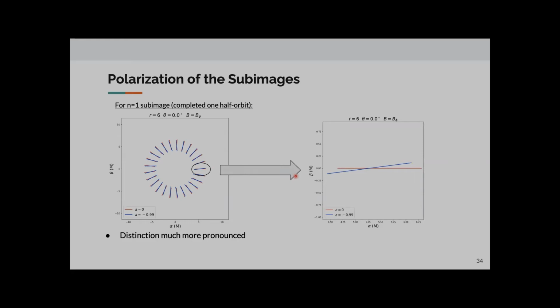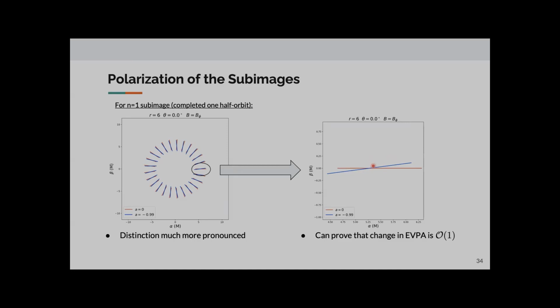In fact, we're able to show that the change in the EVPA as a result of spinning up the black hole is order unity in the subimage, as opposed to order 1 over the emission radius squared in the case of the direct or n=0 image that we saw in the previous slide. Now, intuitively, this makes sense. When we look at the photon ring, when we look at the photon subring, we expect the geodesics to be more strongly lensed, and so the effects of frame dragging will become more pronounced, which is why you get a much bigger distinction between the low spin and high spin black holes.